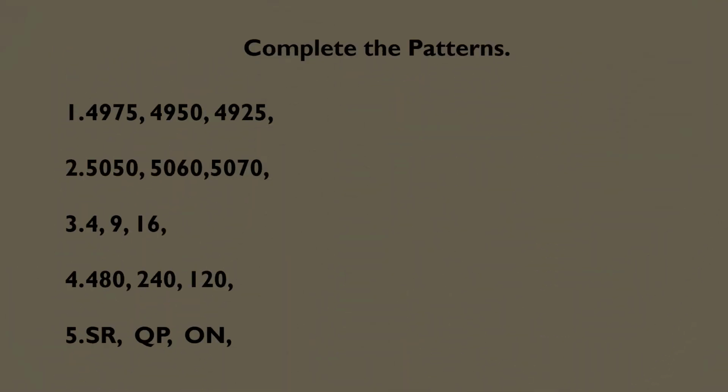Let's do the patterns. Complete this pattern, children. See, 4,975, 4,950, 4,925. What is happening here? First you see whether it is ascending or descending. Yes, you can see it is descending. It is going from a bigger number to a smaller number. So how much is it descending?